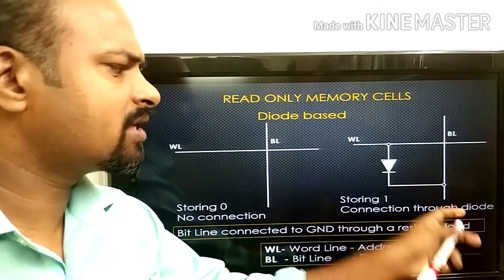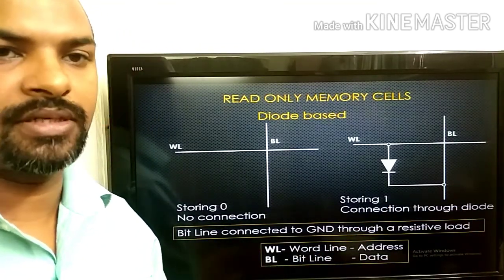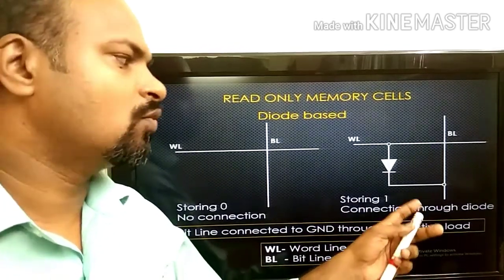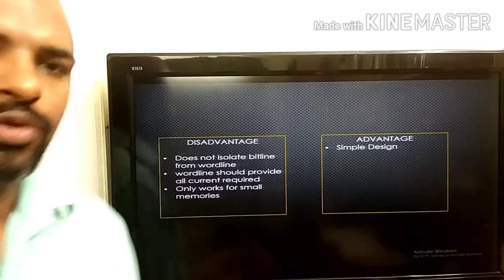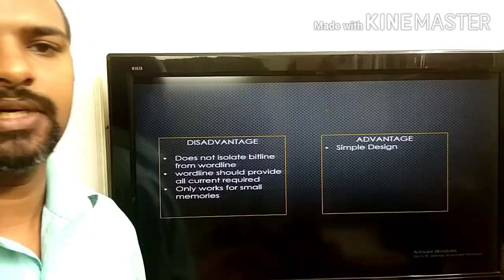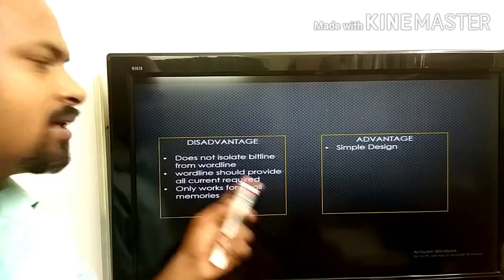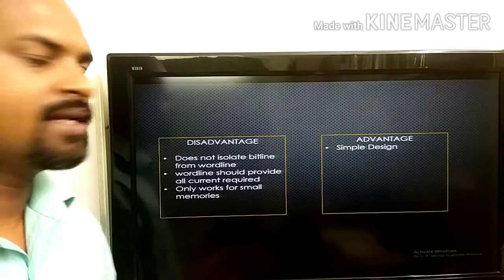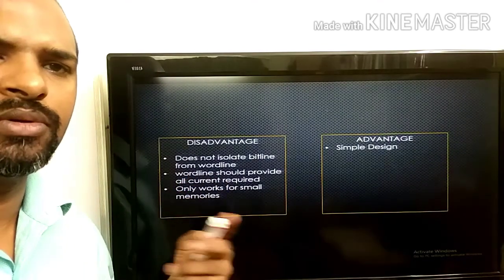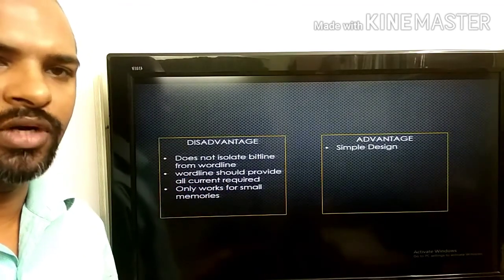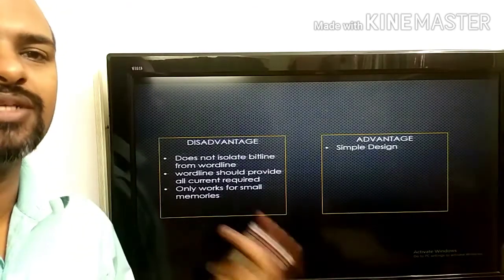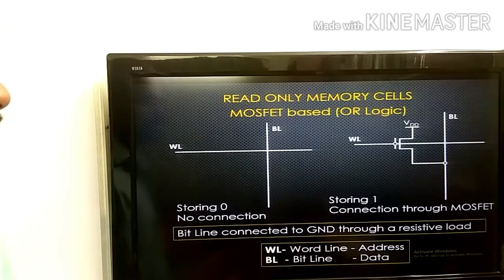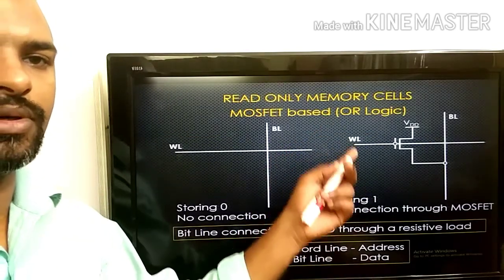This BL is actually connected to the ground through a resistor, so there will be a voltage drop across the resistor, and that voltage drop will be a logic 1. The advantage of the diode based ROM cell is that it is a very simple design. There is only one diode. The disadvantage is that there is no proper isolation between WL and BL, and all the current has to be supplied by the word line, so it will work only for small memories.